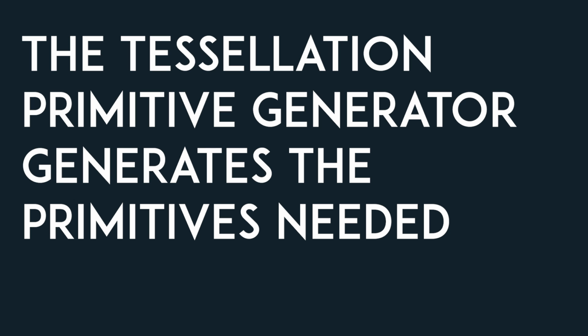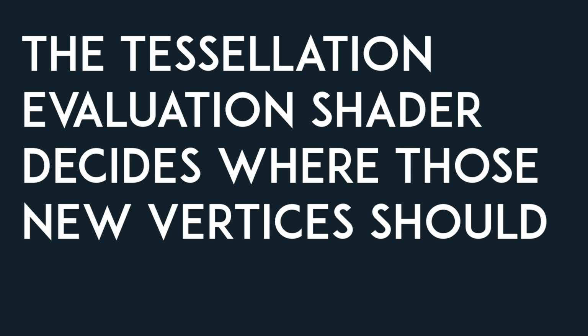So, there are actually three tessellation shaders, two of which are customizable. These lie between the vertex shader and the geometry shader. The first one, the tessellation control shader, defines the amount of subdivisions to be made. Then, the tessellation primitive generator generates the primitives needed for the division. And finally, the tessellation evaluation shader decides where those new vertices should be placed.